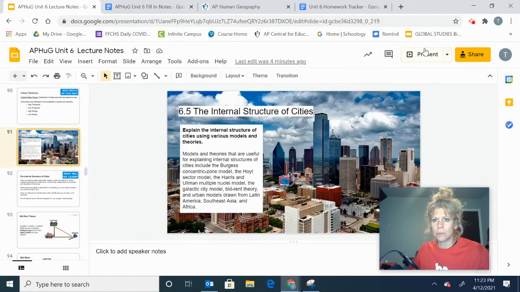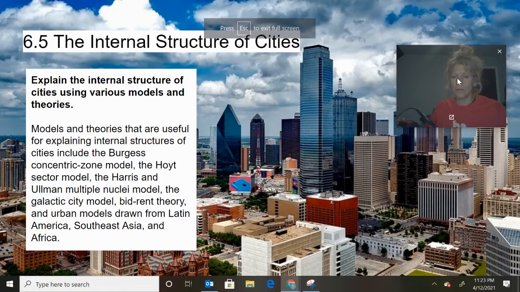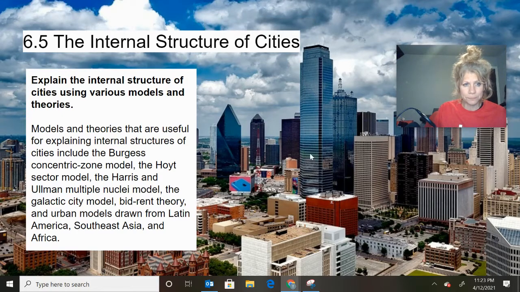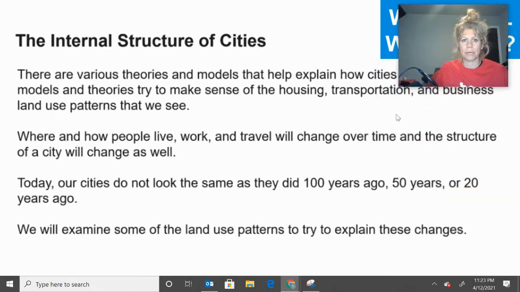Okay, so like I said, we're going to be looking at the internal structure and we're going to be studying some models. So we are going to start with North America, and we have four specific models we're going to look at. But we want to keep in mind, which is why I want you to put the years of these models, that our cities don't look like they did 100 years ago or even 20 years ago. But I do want you to be familiar with some of these patterns.